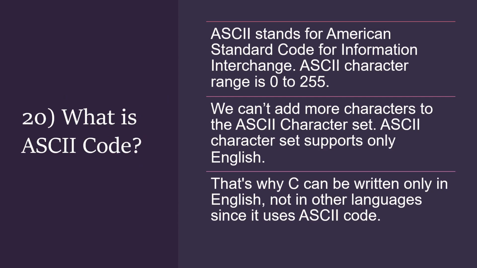Question 20. What is ASCII code? ASCII stands for American Standard Code for Information Interchange. ASCII character range is 0 to 255. We can't add more characters to the ASCII character set. ASCII character set supports only English. That is the reason, if we see C language we can write C language only in English, we can't write in other languages because it uses ASCII code.